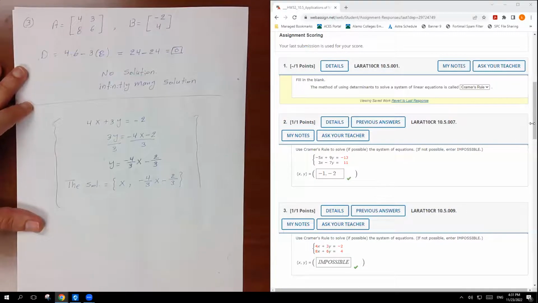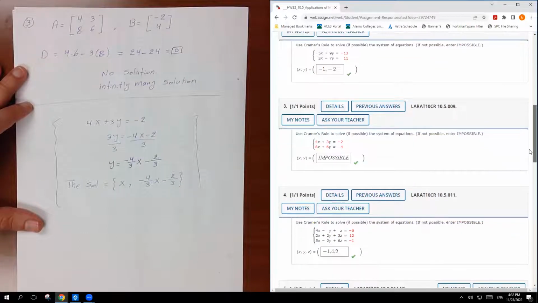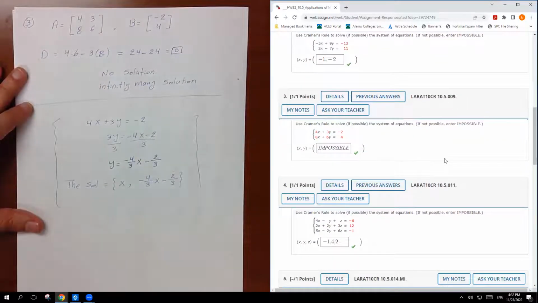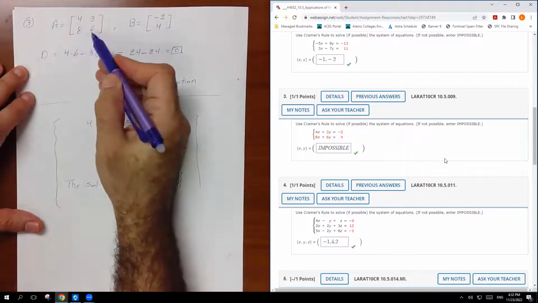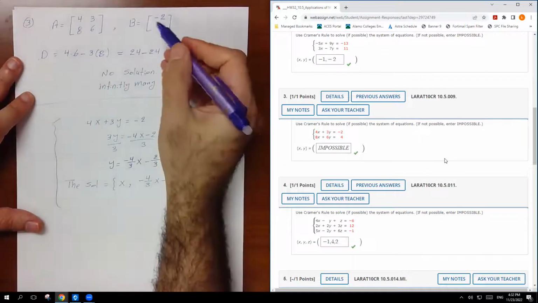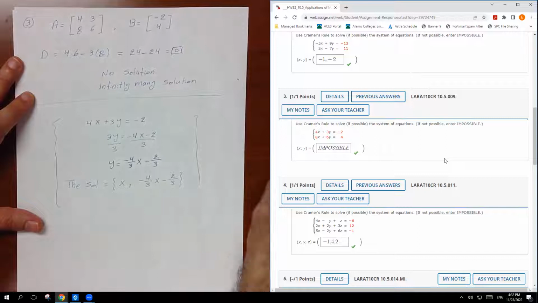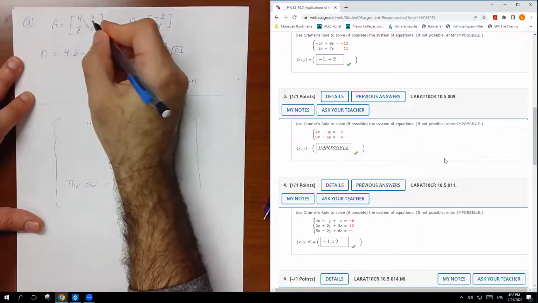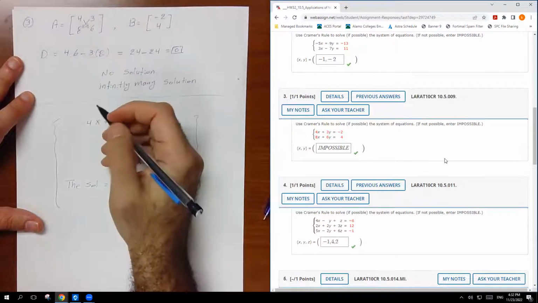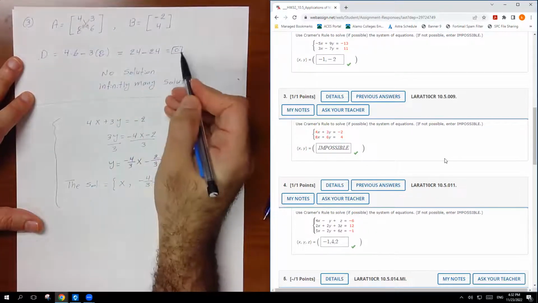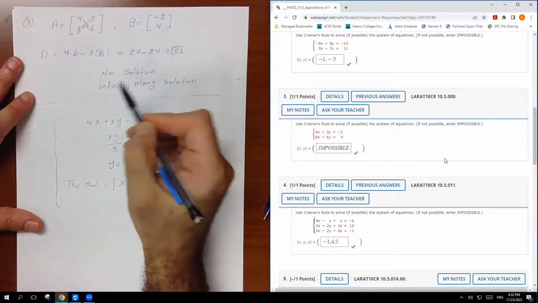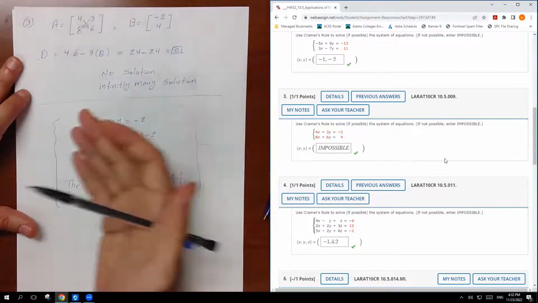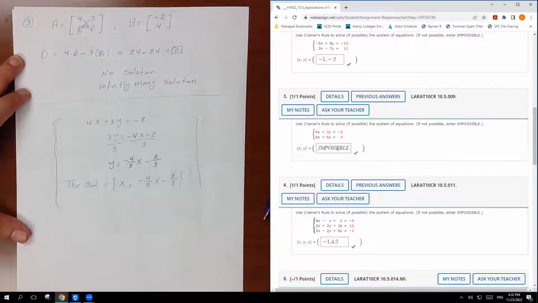For number 3, here is the system, which I'm going to write down: 4, 3, 8, 6, and here's the B. Let's find the determinant for this matrix. The determinant is going to be 4 times 6 minus 3 times 8. So it's going to be 24 minus 24, which is 0. That means there is no solution or infinitely many solutions. On the board, we're just going to write down impossible. That means we can't use the Cramer rule.